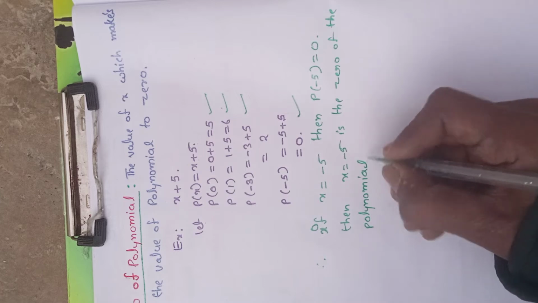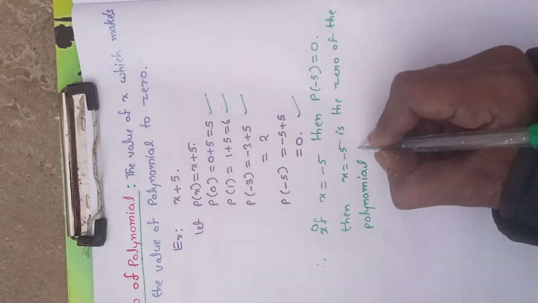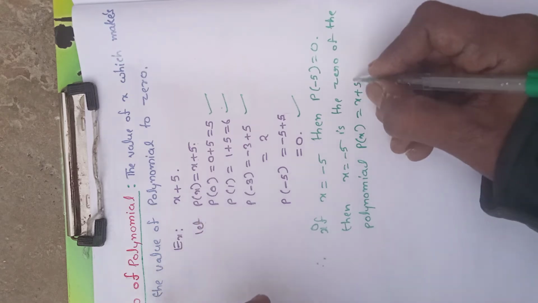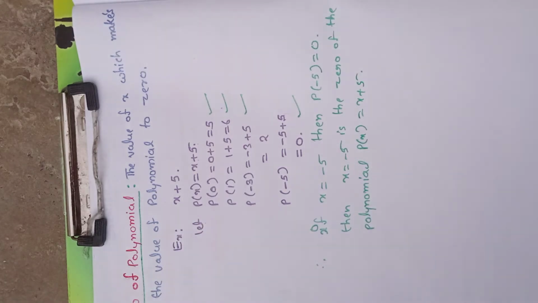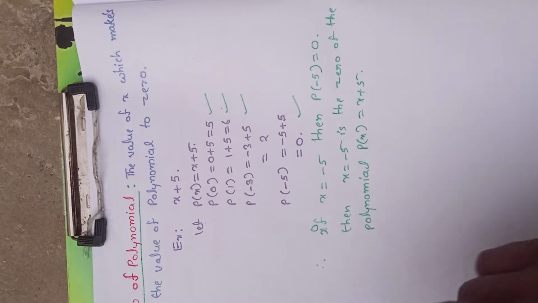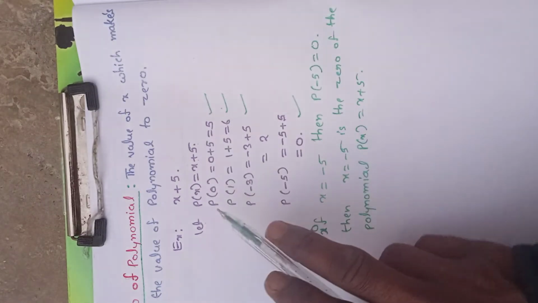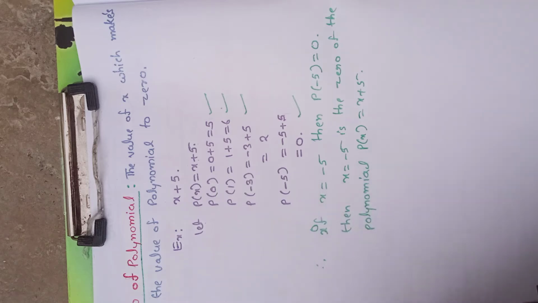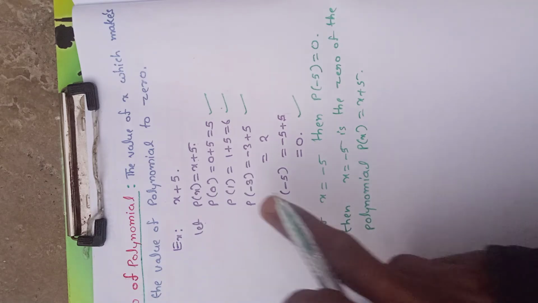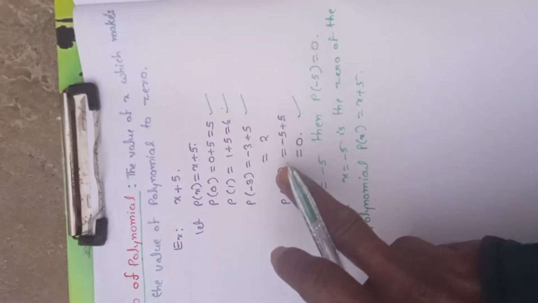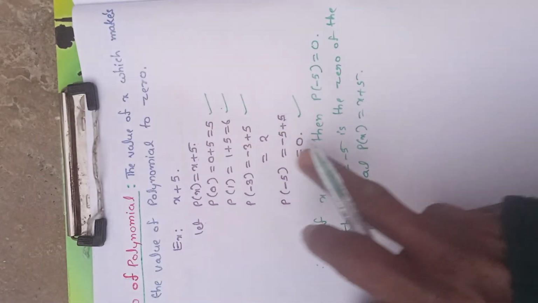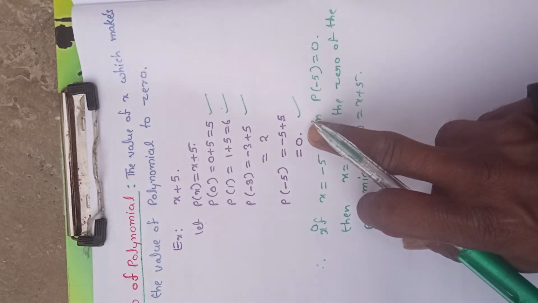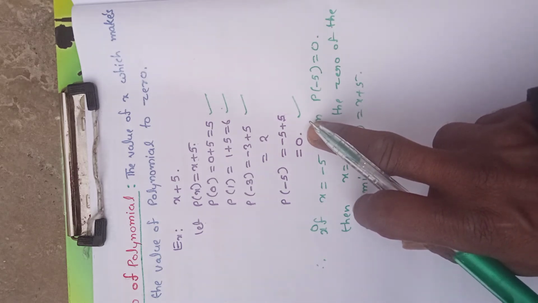So this is the 0 of the polynomial, which one? P of x is equal to x plus 5. So this is the trial method, but in the trial method we have to find the values of the polynomial with respect to the different values of x. So it is very difficult for you to find all the values of the polynomial and observe where we get the value of the polynomial as 0. It is very difficult here. That means you should have one more method to find the 0 of the polynomial.